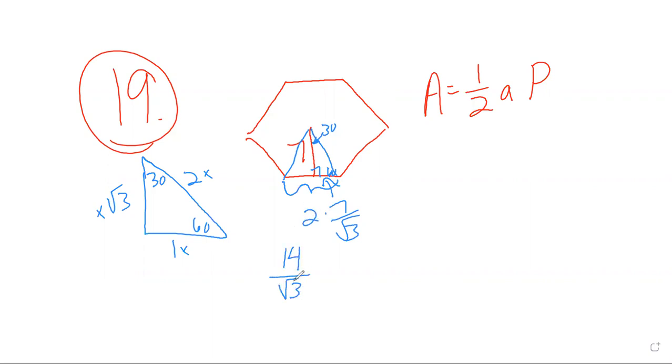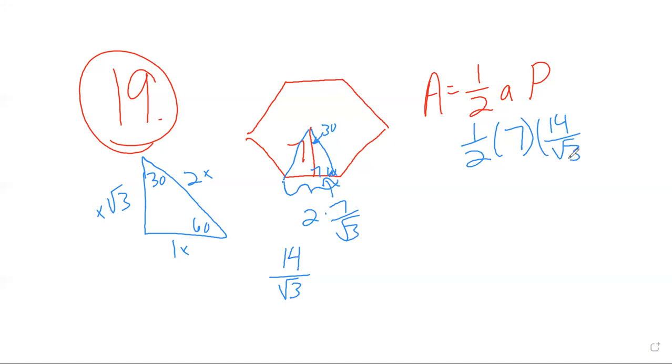So the base is 14 over √3. Notice I'm not changing it right now to 14√3 over 3. That is because it will make it easier to put it in my calculator if you don't simplify it. So now let's put everything we need into the formula. We have 1/2. We have the apothem, which is 7. We have a way to find the perimeter. It is 14 over √3.